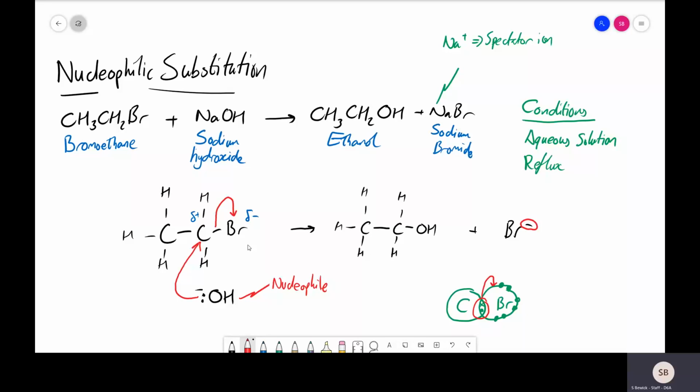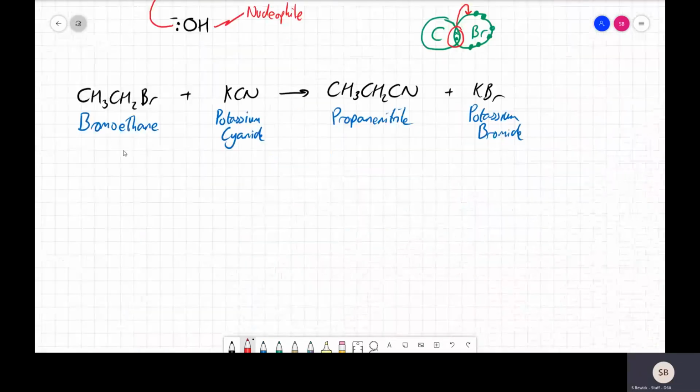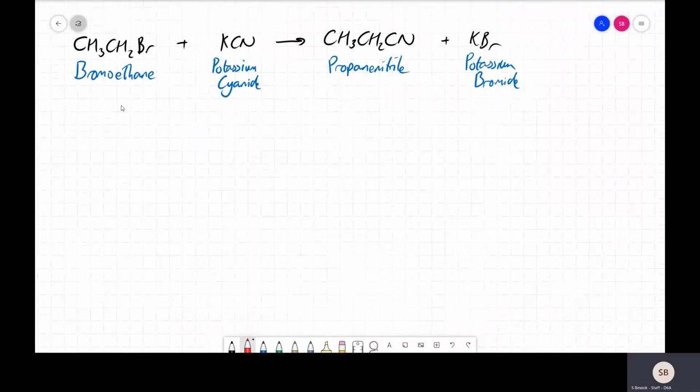Now, it doesn't have to just be with hydroxide. We can try it with another nucleophile. And that's what this one here is going to be. Now, this time, again, we can draw it out.